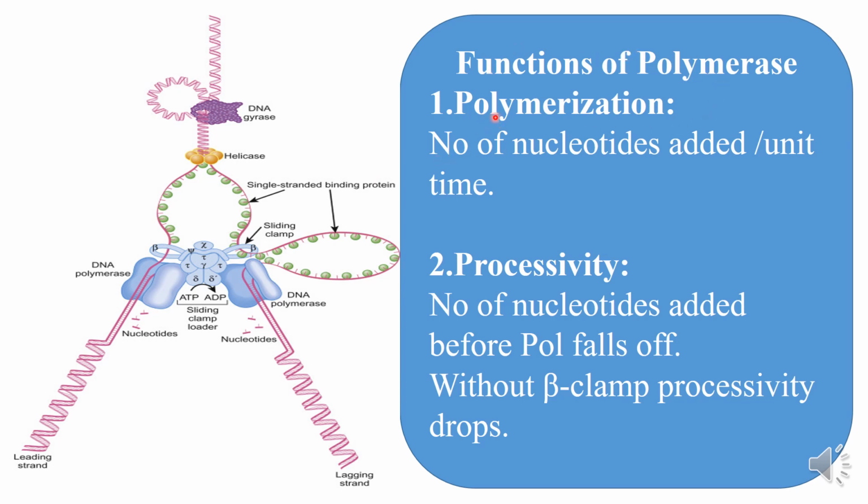Now the DNA polymerase has two main functions. One is polymerization. The polymerization property is decided by the polymerization rate, which is defined as the number of nucleotides added per unit time. And the second function is processivity, which will be discussed later on in detail. It is defined as the number of nucleotides added by the polymerase enzyme before it falls off. Now this processivity is increased by the beta clamp, and if this beta clamp does not exist, then the processivity of the DNA polymerase drops down.